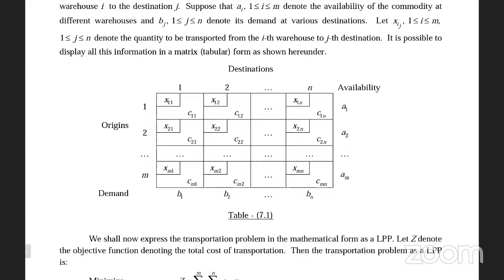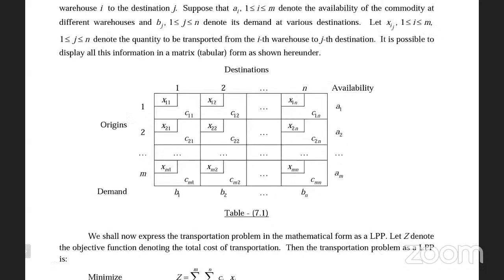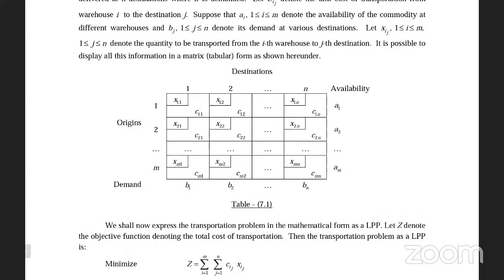So simply we can say this is the definition. Here, various commodities are sent from origin to destinations, according to the availability at the origin and the demand at the destinations. According to that, we want to minimize the total transportation cost. This is called a transportation problem.